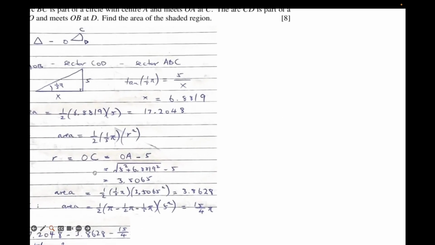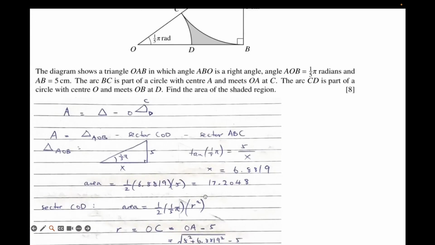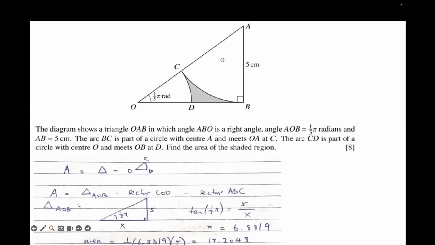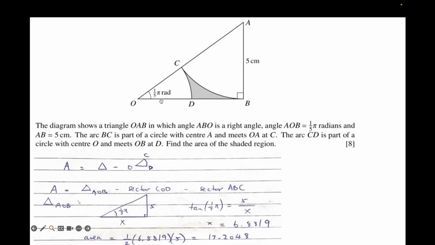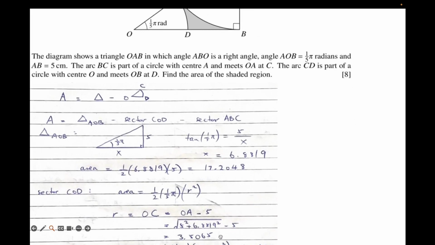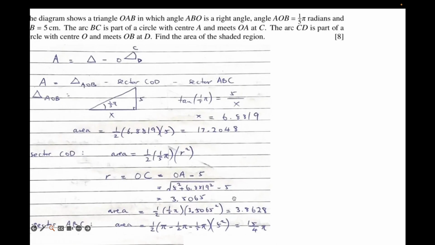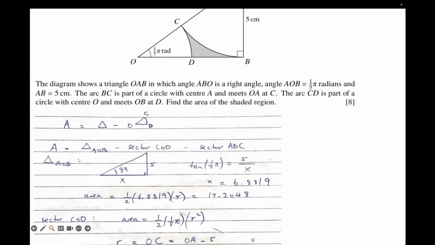Radius is equal to OC. Where's OC? OC is over here, which is equal to OA minus 5. OA is the hypotenuse minus 5. So let's find the hypotenuse. Well, we already know this is 5. This is going to be 6.8819 that we worked out from before, from the previous part for AOB. So that squared plus 5 squared, square root of that, which is what we did over here. 5 squared plus that, minus 5. 4 decimal places. So now we have the area of that sector, isn't it? A half theta r squared. Done. 3.8628.